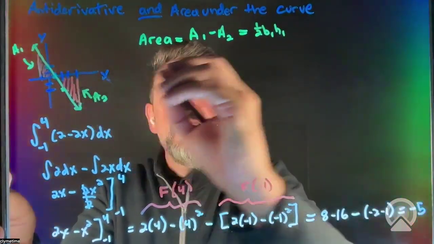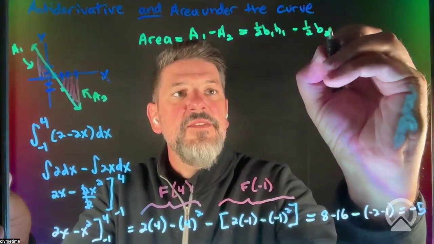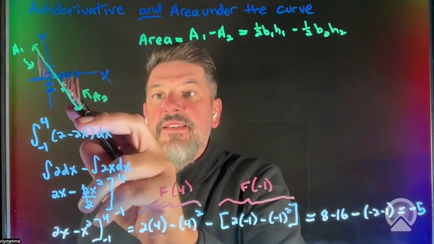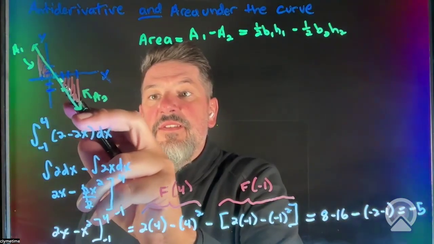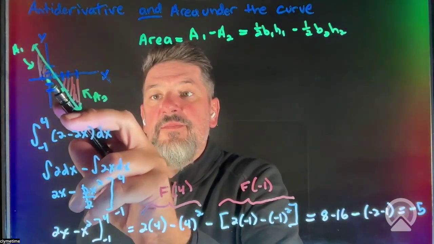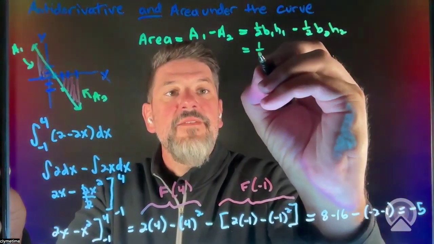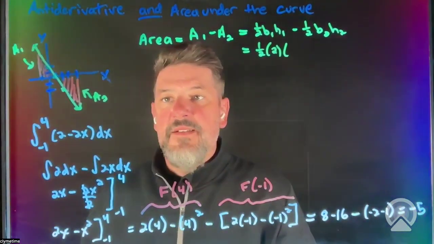So it has its own base, it has its own height, minus 1/2, and I'll call this B2 times H2. All right, so since this hits the x-axis at 1, that means the base for this first one is 2 because it goes from -1 to 1, so the base is 2. So this becomes 1/2 times 2.